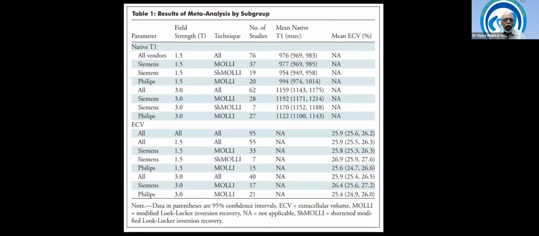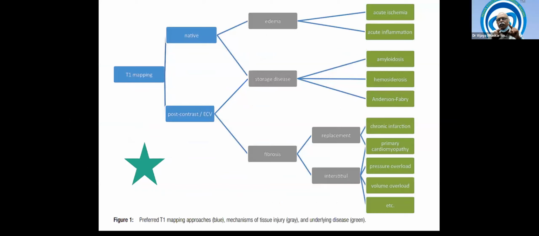These are the maps you calculate, and the normal values, as I told you, are around 25. Various normative values are given. This is an important slide: clinical application of T1 mapping and ECV fraction. When should you do T1 mapping, when should you do ECV fraction, and when both? Only native T1 mapping in edema, predominantly edema, like acute ischemia and acute inflammation.